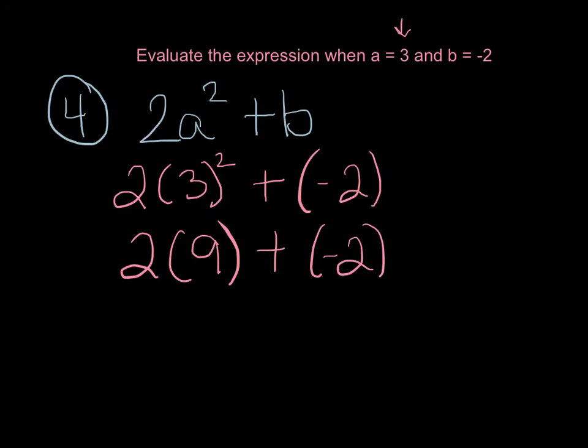Now we have multiplying and adding, so our next thing to do would be multiplying. So 2 times 9 is 18 plus a negative 2. Now these are opposite signs, so you subtract them and get 16. And because there's more positives, our answer is 16.